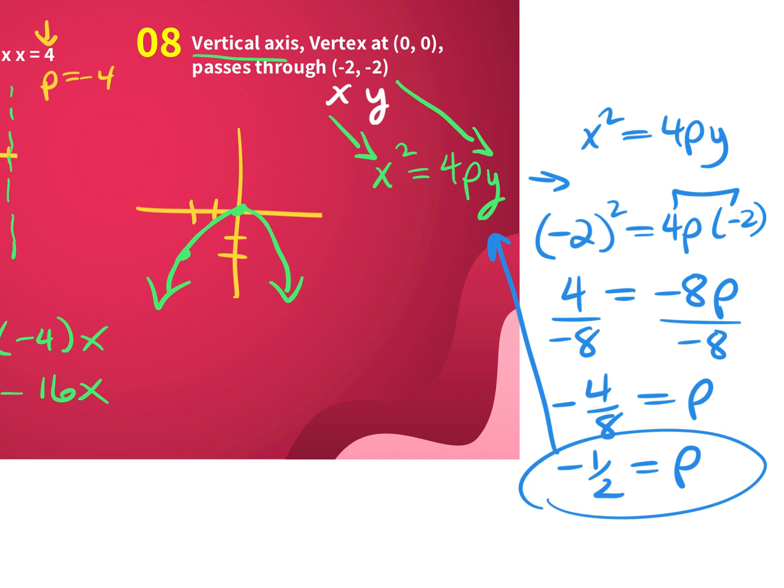So now I take this newly found p-value and I plug it in. So then my new equation is going to be x squared equals 4 times -½ times y, which is -2y. And you're done. Two more. Pretty good on number 8. Let's try number 9.